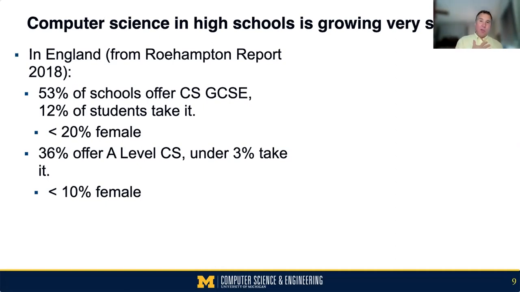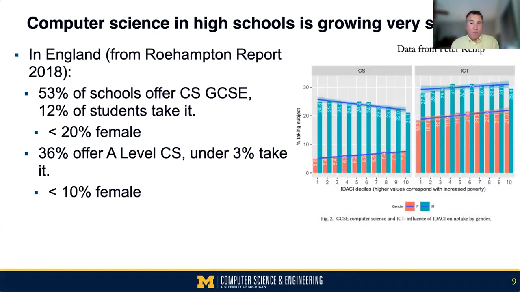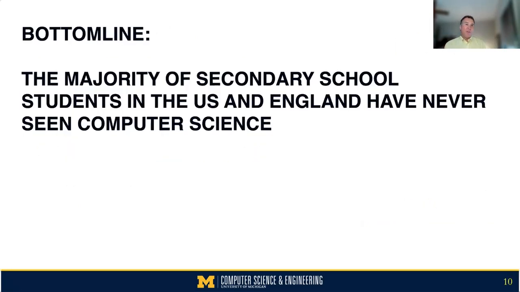Most of the data that I get to see from your side of the Atlantic is from the papers coming from Peter Kemp and the Roehampton report. In general, I know that you have computer science at the primary school level, but at the secondary school level, you have computer science, but there's not a whole lot of students taking it, much as it is here in the United States. So the data that I'm showing, a lot of this is coming from the state of computer science reports from ESEPCO.org and CSTA. So let me make a bold statement here. The majority of secondary school students in the US and England have not seen computer science, or at least not in high school. I know that you all have in primary school. In the United States, most students don't have access to it.